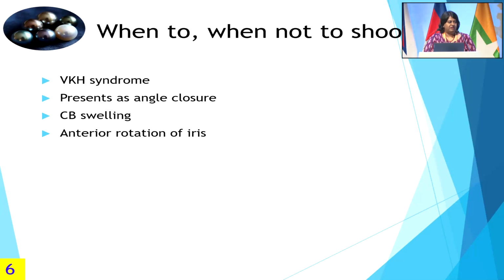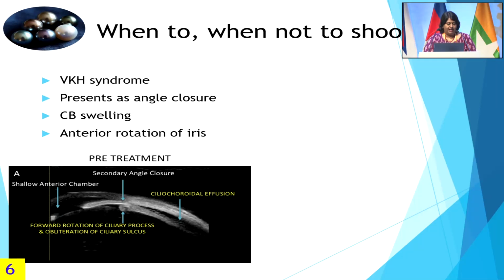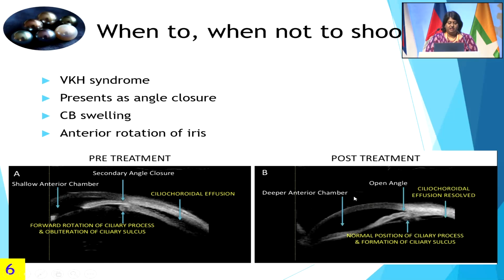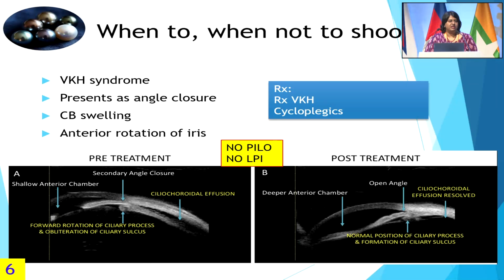So when a patient presents with secondary angle closure, as in VKH syndrome, here what happens is not pupillary block, it is the ciliochoroidal effusion and ciliary body swelling that leads to angle closure. After treatment, you see that the ciliochoroidal effusion has resolved, the ciliary body swelling has resolved, and the angles have opened up. Here we have not given pilocarpine, we have not done laser peripheral iridotomy. What we have done is treatment of the VKH and given cycloplegics. So we need to identify when to shoot, when not to shoot.